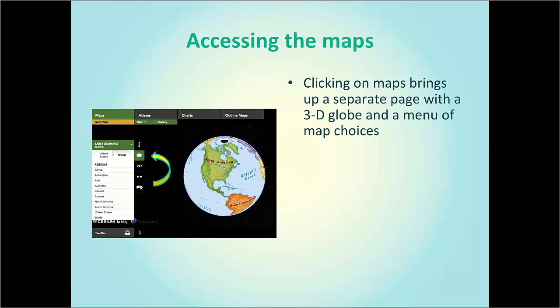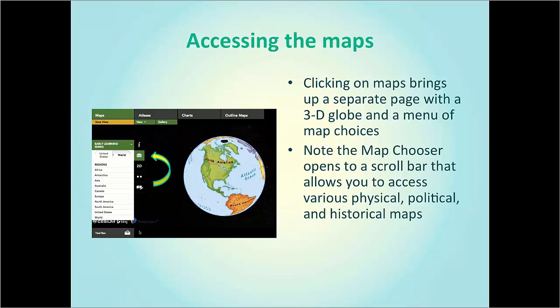If I click on that, this menu appears where I can scroll up or down, and I have all different kinds of choices. What I have showing as a default is the early learning series, excuse me. So the map chooser opens up a scroll bar that will allow me to access physical, political, historical maps, whatever I really want. So I have a multitude of choices, and with the time I have this evening, I just don't have enough time to really explain every last thing.